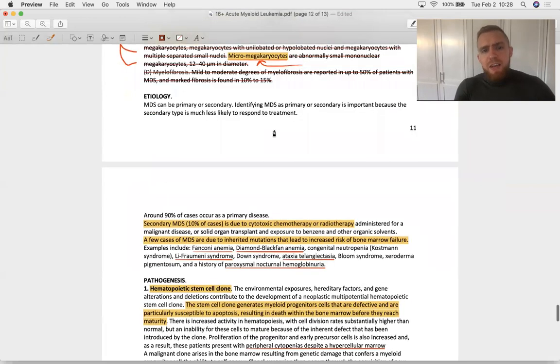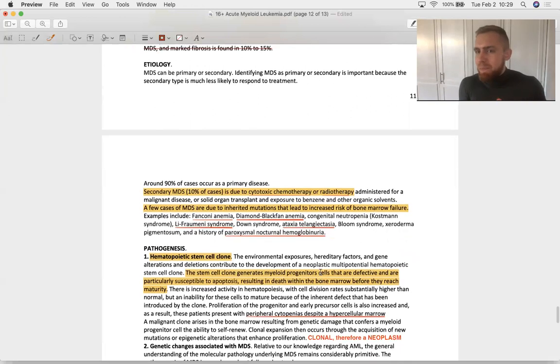And MDS can be secondary to prior cytotoxic chemotherapy or radiotherapy, just like AML. And in fact, this is a pre-leukemia, okay? Because MDS is a cancer, but it's not quite AML yet. So I know I'm saying some big things over and over and over again, but that's because these are big principles in this SDL.